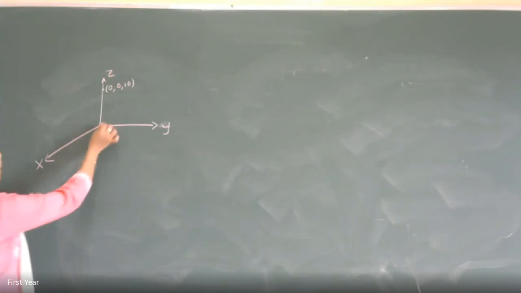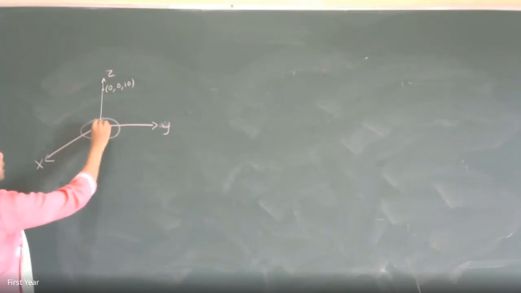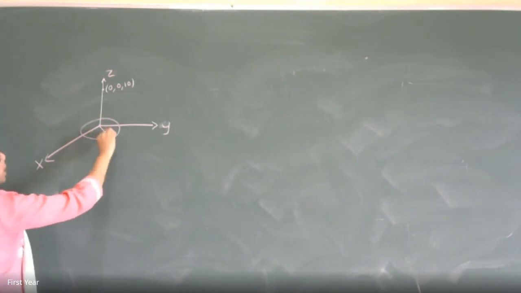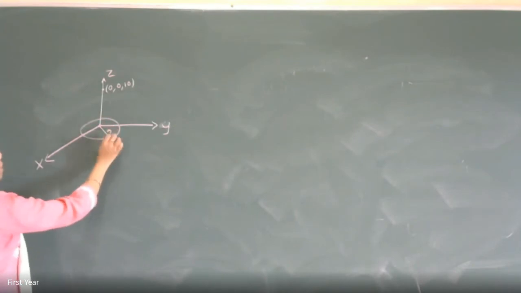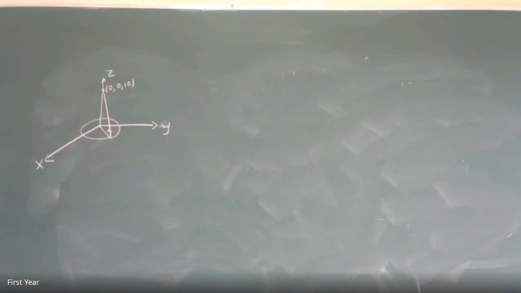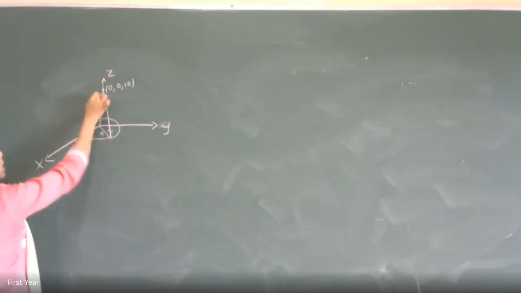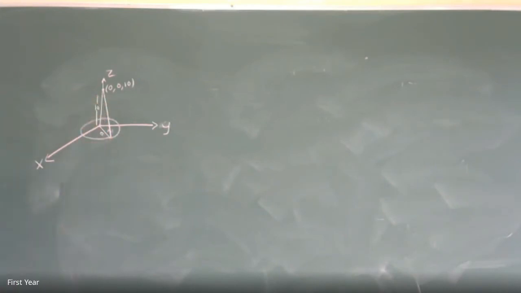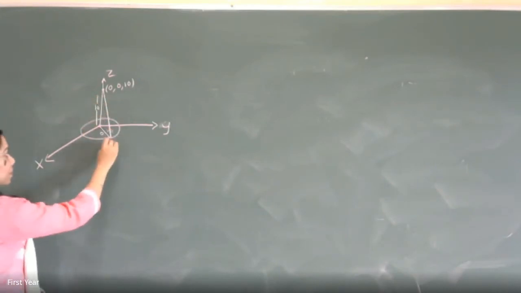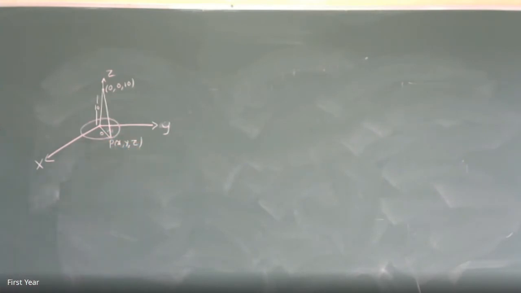And it is intersecting the XOY plane in a circle of diameter 10. So what's the radius? 5 is the radius. If I try to join this point here, this is 5. The radius is 5 and this is 10. Yes or no? Yes, ma'am.